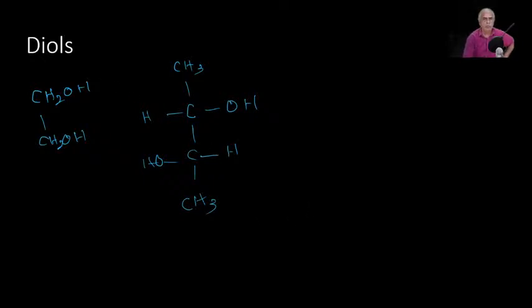Now let me check the asymmetric behavior. Let us consider this: CH3 OH H, and this is a different entity. So this is an asymmetric carbon atom. What about this? H OH CH3, different entity. So this is also an asymmetric carbon atom. And we need to check the plane of symmetry. There is no plane of symmetry, and it can easily form the non-superimposable mirror image, so it is optically active.